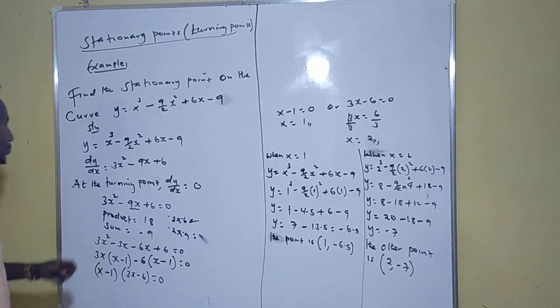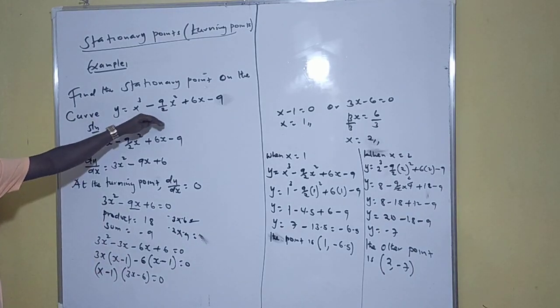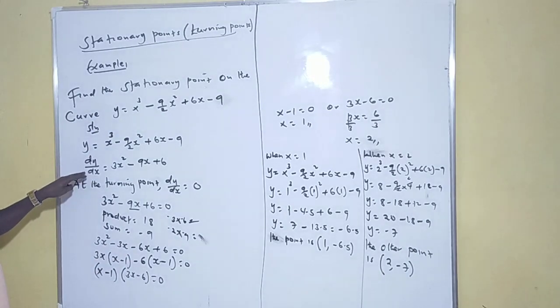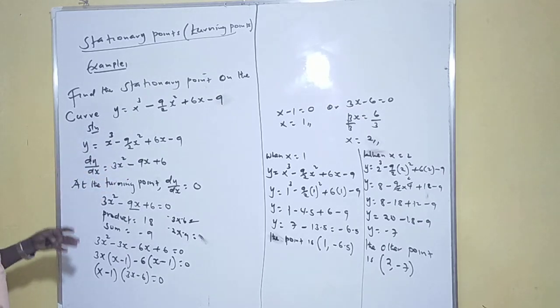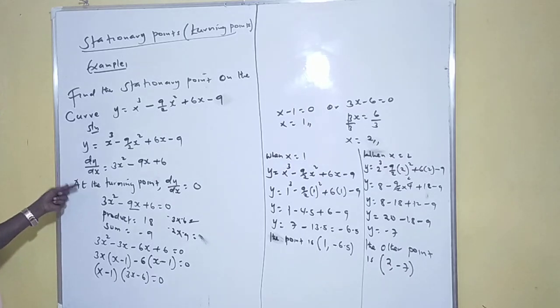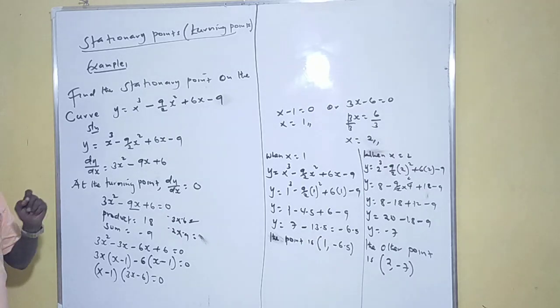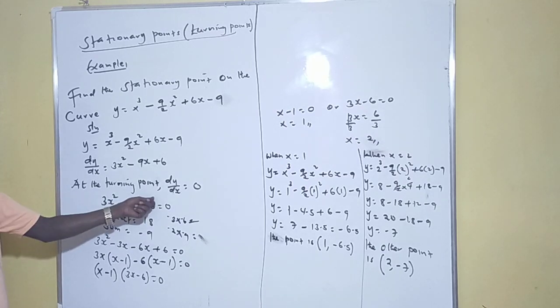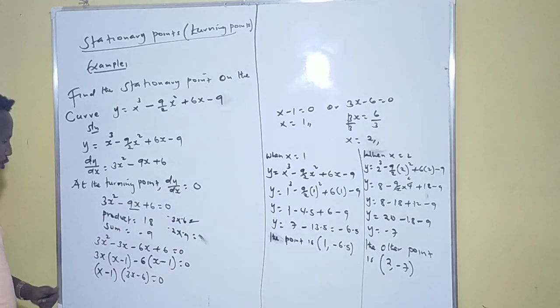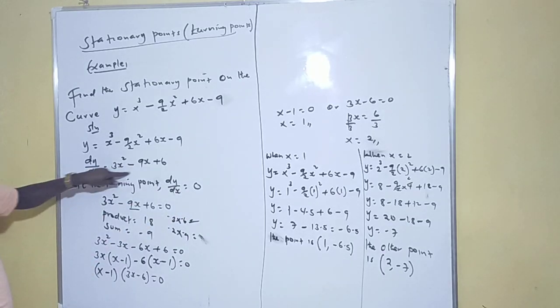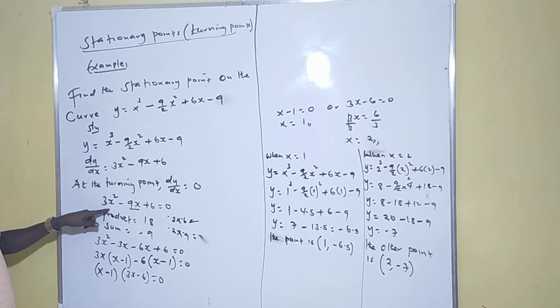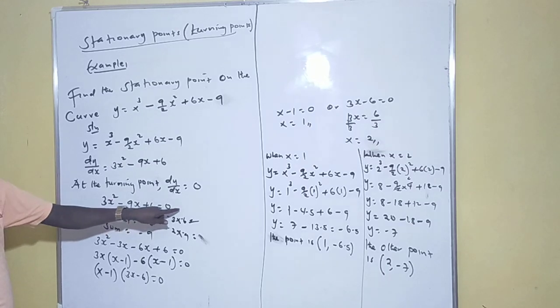So this is the procedure. What you're going to do is take the equation of the curve, differentiate it, dy over dx. Differentiation we have learned in our previous classes. Make sure you go back and watch those videos. But after getting dy over dx, remember at the turning point, dy over dx is always 0. The gradient of the curve is always 0 at the turning point. That means you're going to equate this value to 0. So it will be 3x squared minus 9x plus 6 is equal to 0.